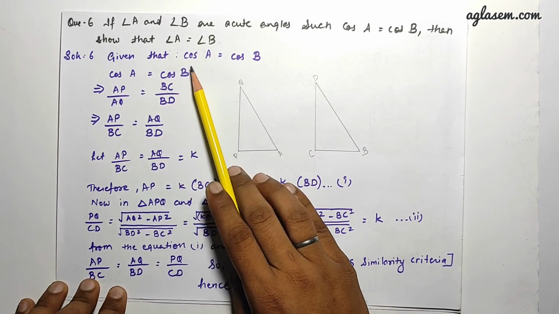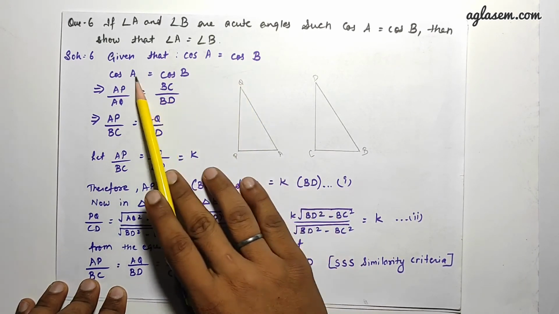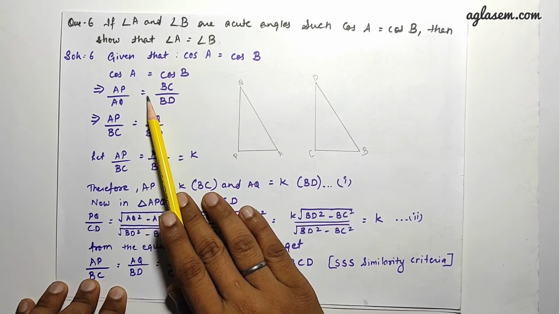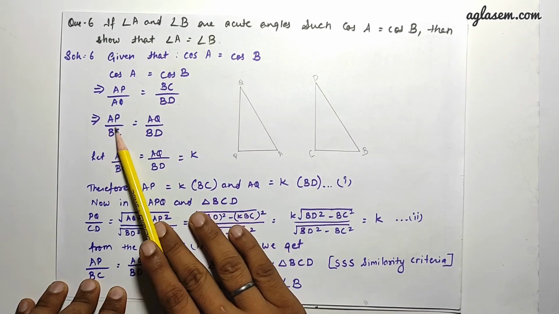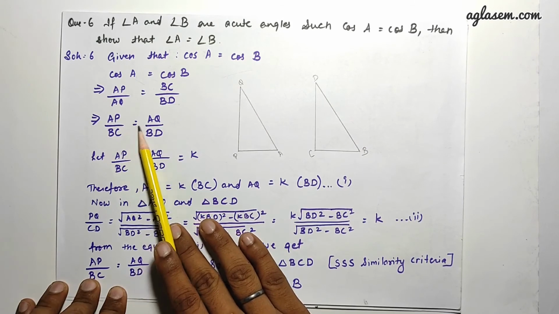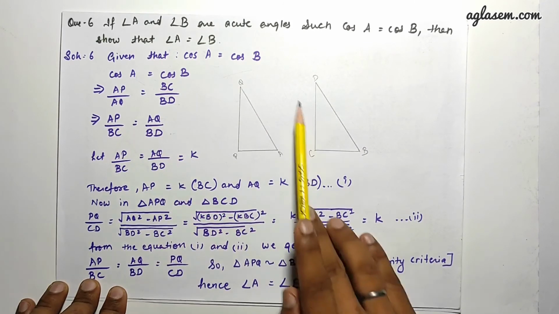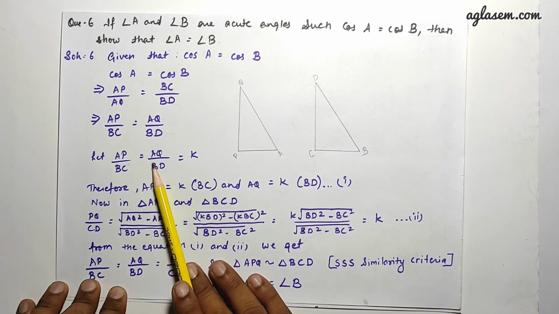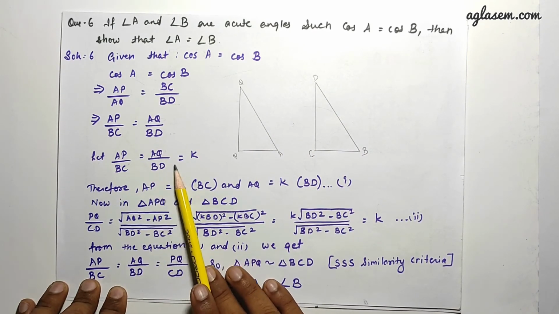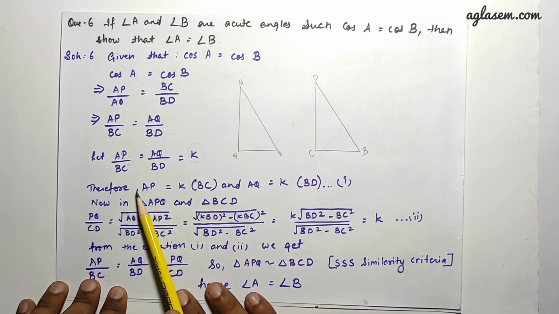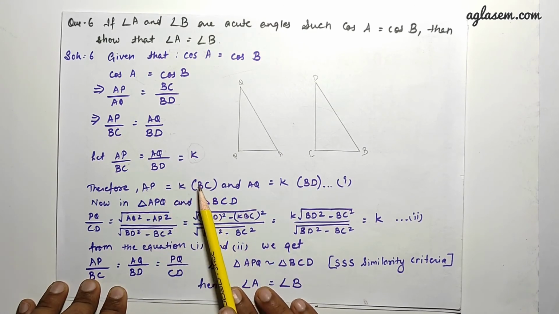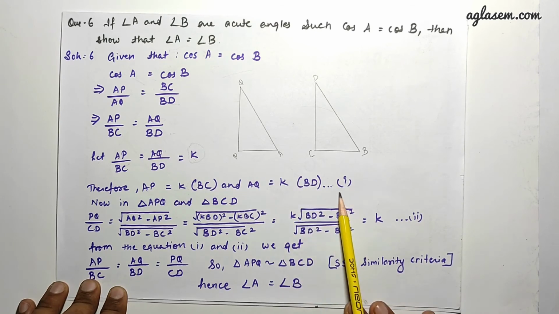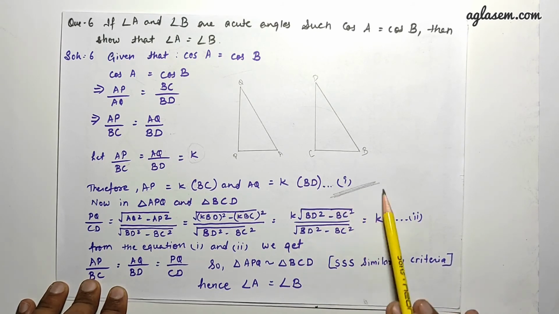Given that cos A is equal to cos B, AP upon AQ is equal to BC upon BD, so AP upon BC is equal to AQ upon BD. With the figure, let AP upon BC is equal to AQ upon BD is equal to k. Therefore, AP is equal to k times BC and AQ is equal to k times BD. That is the first equation.